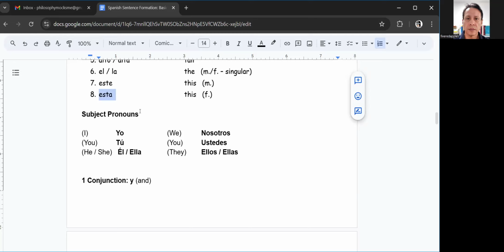You have to learn the subject pronouns in Spanish. So let's go over them. I is yo. You is tú. He is él. She is ella. We is nosotros. You plural, like you guys or you all, is ustedes.